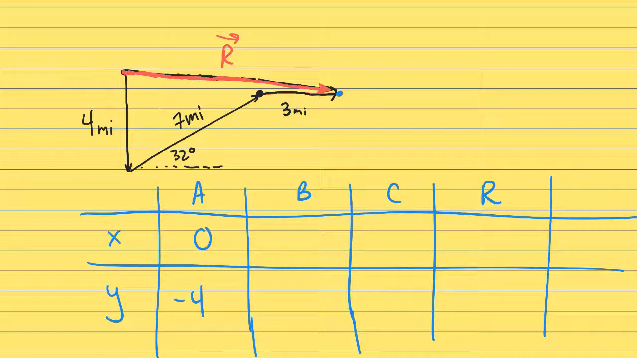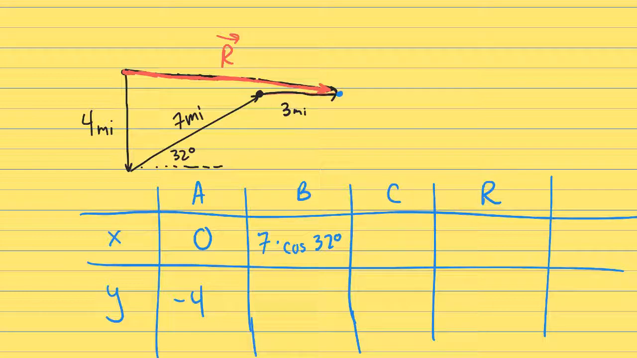For vector B, is that only the x or only the y this time? No, it's at an angle. So I have to use my VIX and my VIY notation, the same thing. So VIX, or the r in the x direction, is always the vector times the cosine of the angle. So this is going to be 7 times the cosine of 32.